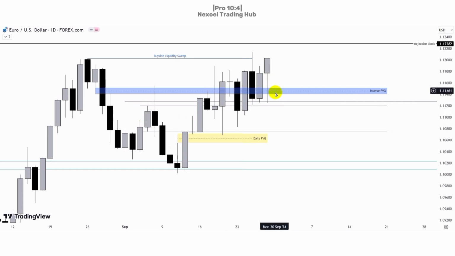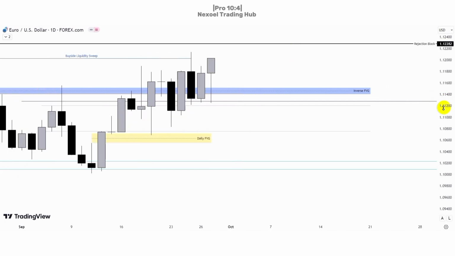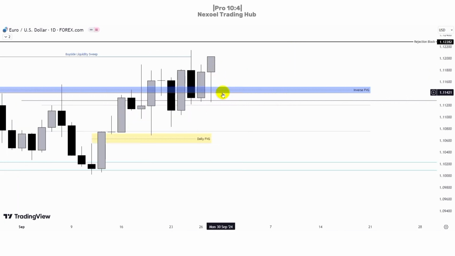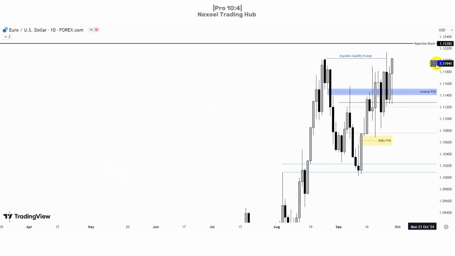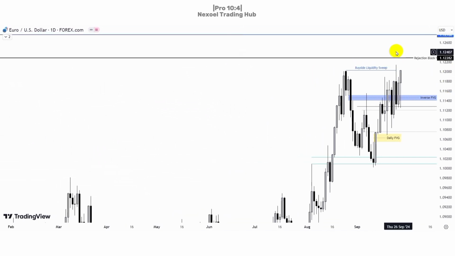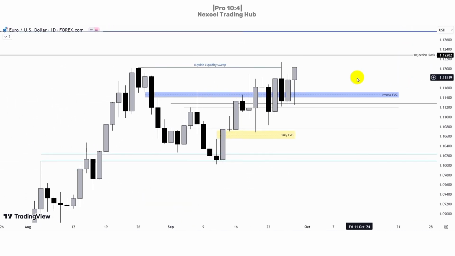So price may fall further to the downside before the bullish move, or price may return and still react at the inverse fair value gap. And then we have the push of price to the upside. So we are targeting to see that price will take out this buy side liquidity, and then we look out for the reaction within the rejection block before we aim for the external buy side liquidity. So let's check the 4-hour time frame.